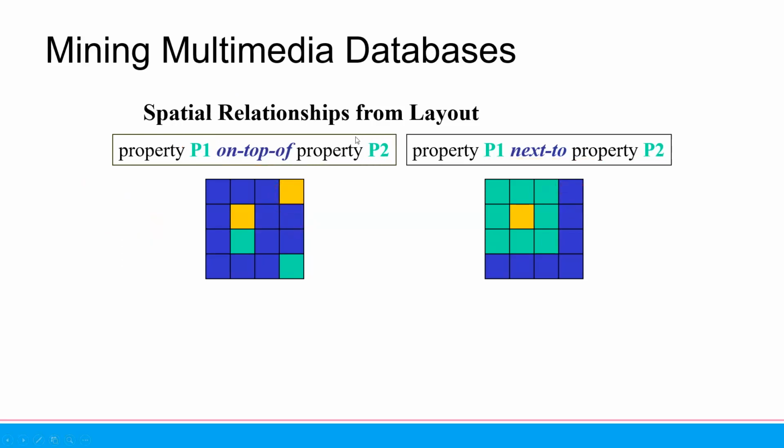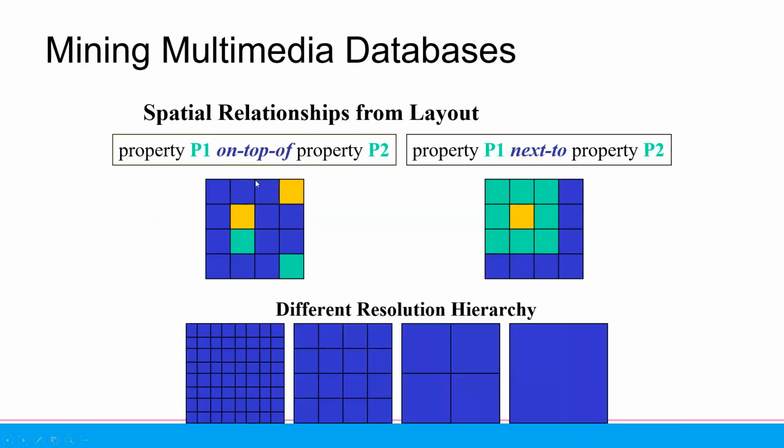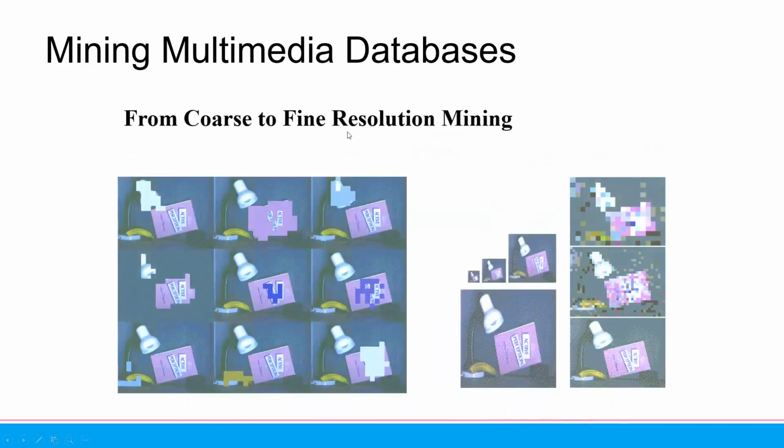So with that kind of thing, you can look at the detail resolution. Maybe if your resolution is 8 multiplied by 8, it is more detailed. But if your resolution is 2 multiplied by 2, it is lower in resolution. Or if you have 1 multiplied by 1, it is only the summary. So you can do this with different multimedia databases. We call this coarse to fine resolution mining.